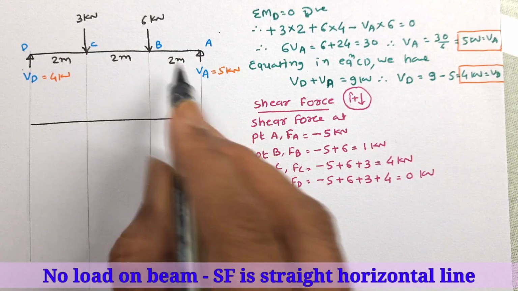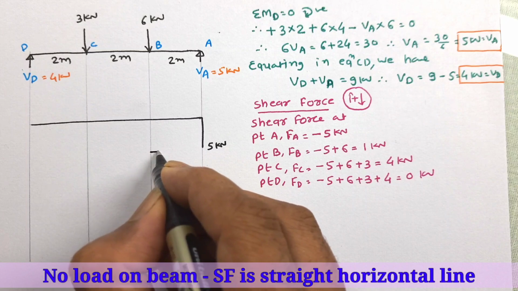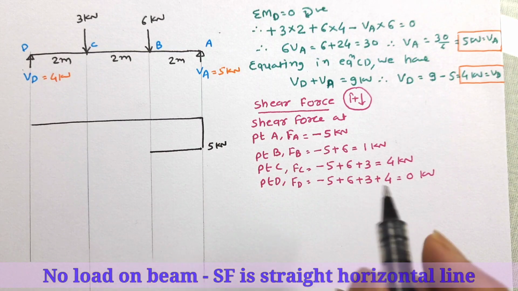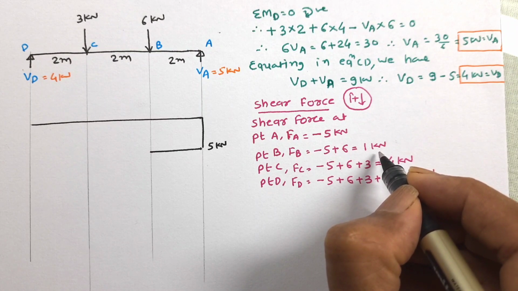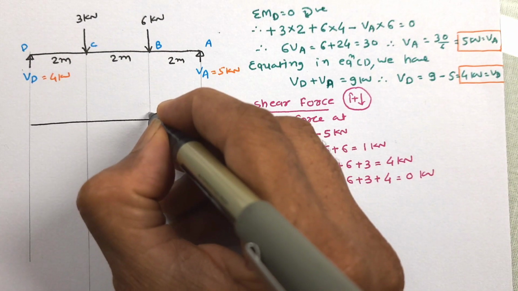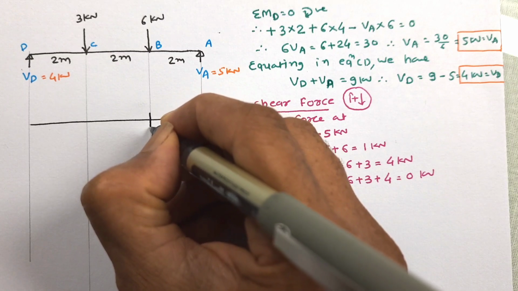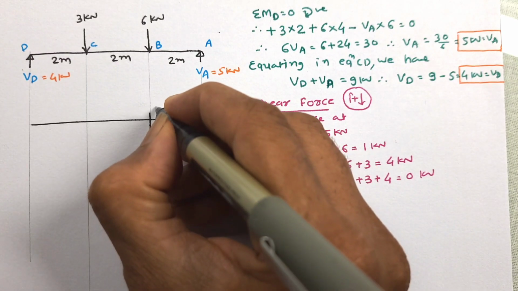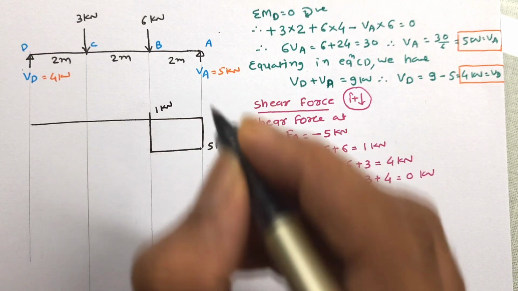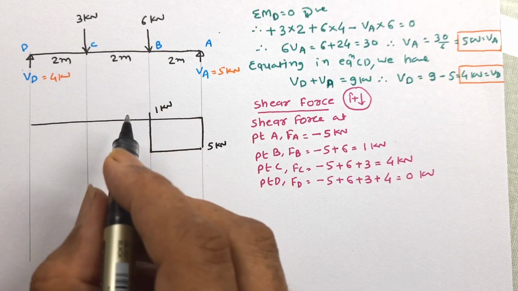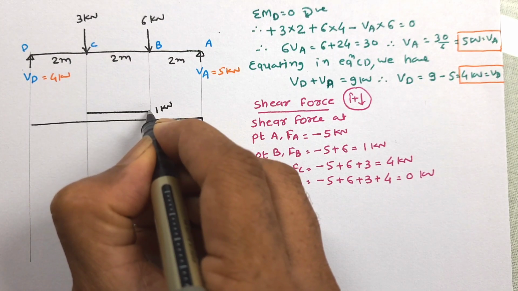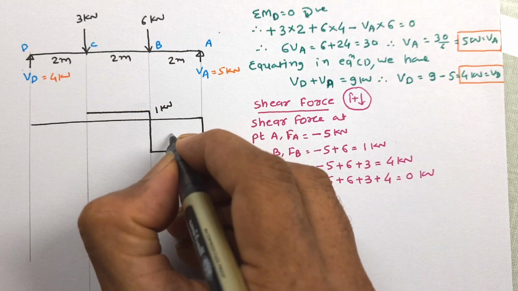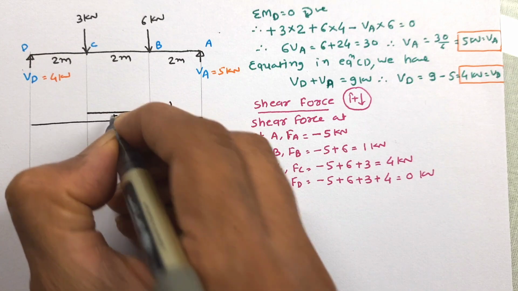Here, in this much portion there is no load, so it will be a straight line. At point B, shear force is now 1 kN in positive direction. So it will be like this. Again, in this much portion there is no load. So this is negative direction, this is positive direction.